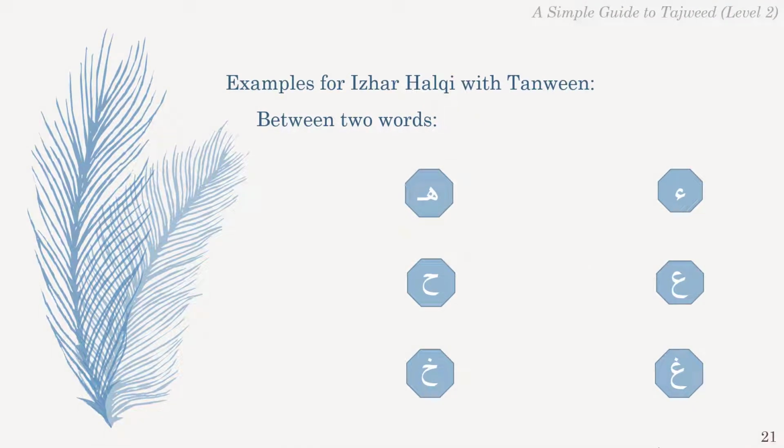Finally, we will listen to examples of Izhar Halqi for Tanween, which of course can only come in between two words, as Tanween comes at the end of the first word and the throat letter comes at the first letter of the second word. Remember to check the presence of equal Tanween set in each example.